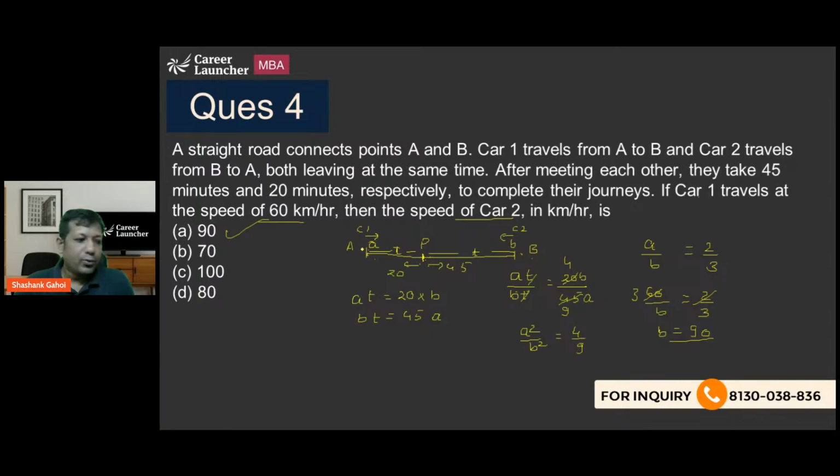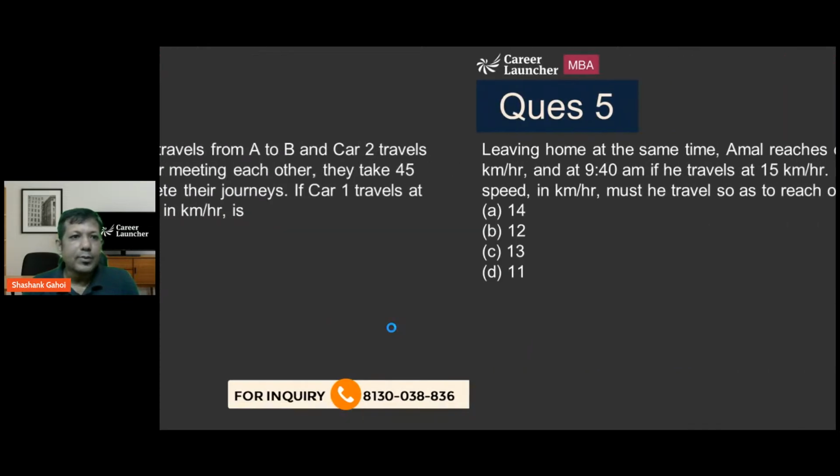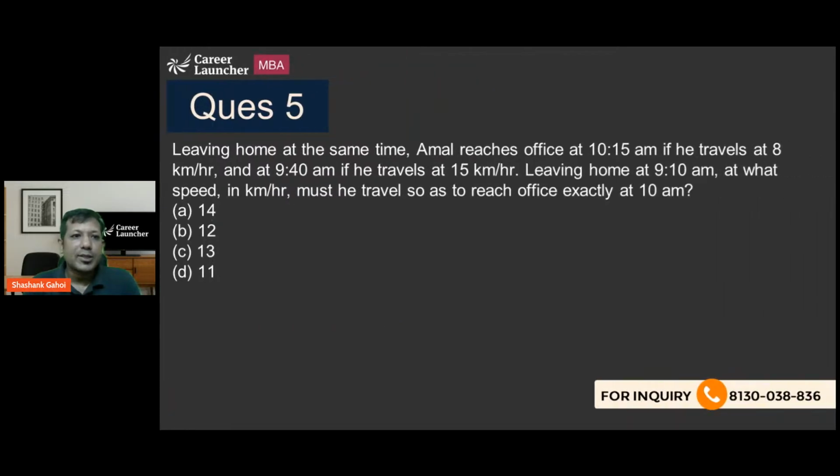I am just simply doing distance equal to distance in both parts, A to P and B to P. When I do distance equal to distance and then divide, T gets eliminated, and I can directly get the answer of this question. Not so tricky. We have seen similar kinds of questions before. Now let's look at this question.